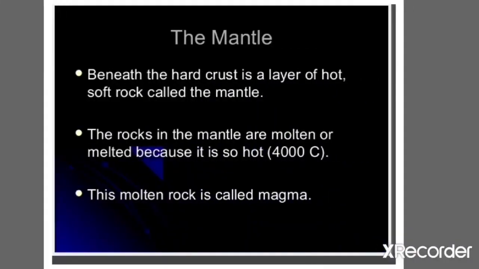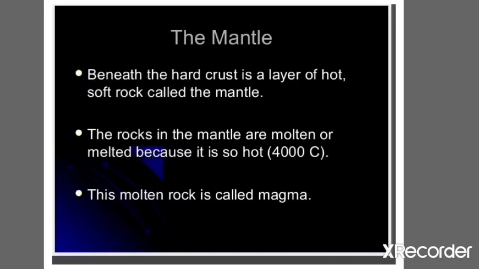Now the first part is the crust, and the middle part is the mantle. Beneath the hard crust is a layer of hot soft rock called the mantle. The rock in the mantle is molten because of very high temperature. It is very hot, around 4000 degrees Celsius. This molten rock is called magma.